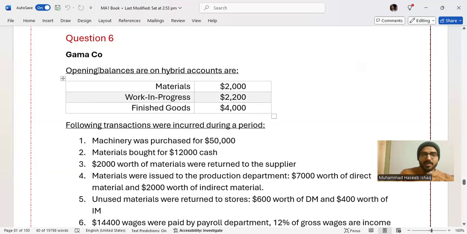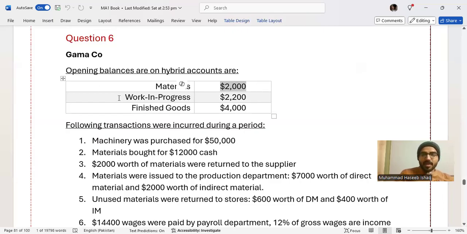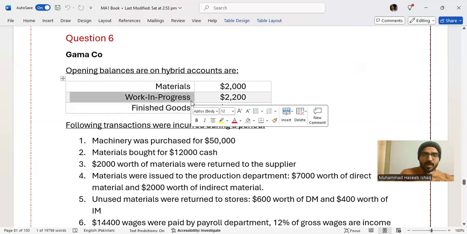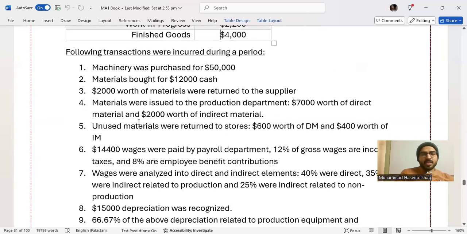So opening balance: obviously material account is a hybrid account, so there must be an opening balance to it. So opening balance is 2000. Opening balance is present on any asset account. So for any asset account there must be an opening balance. So work in progress, there is opening balance. Finished goods, there is opening balance. So now let's move to the transactions.